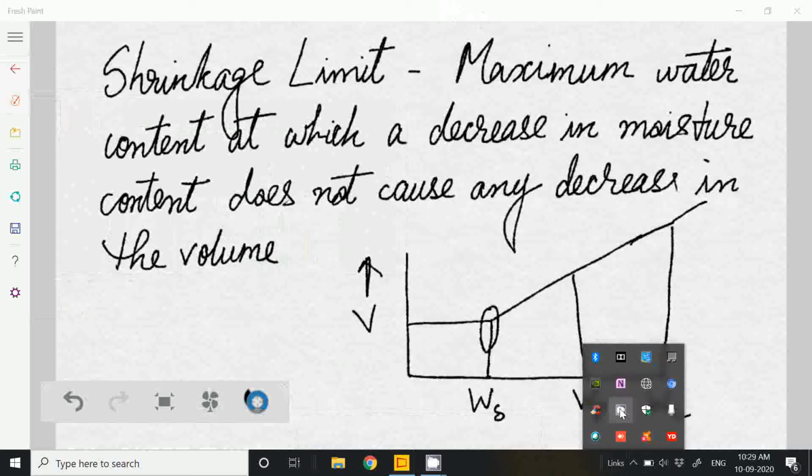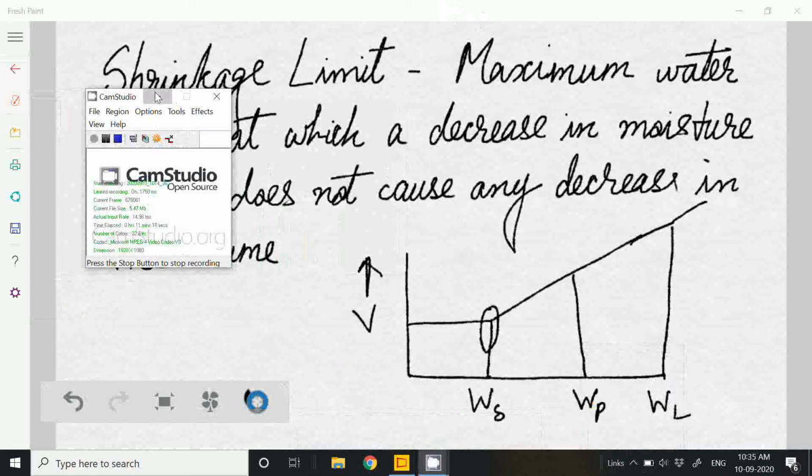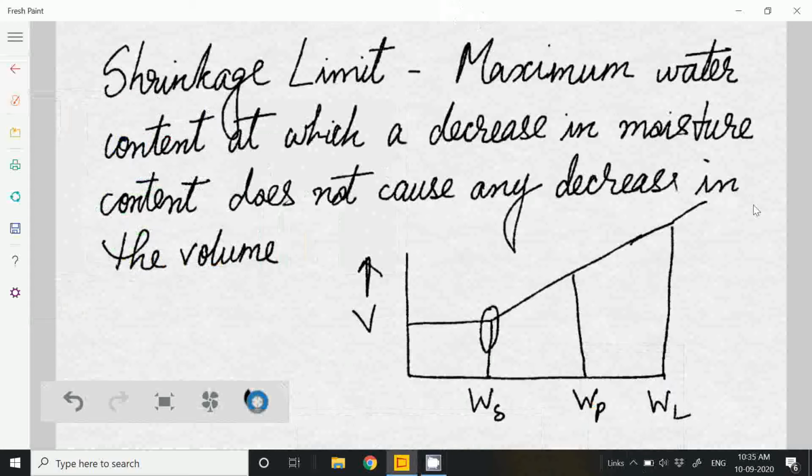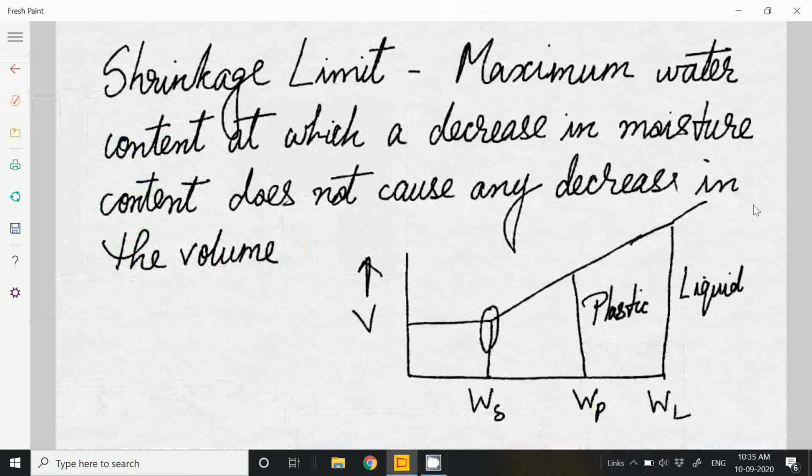So I recommend that you go through the notes, and this graph also you go through. Like this one is the liquid state, then this one is the plastic state between plastic limit and liquid limit, then this one is the semi-solid state, and this one is the solid state.